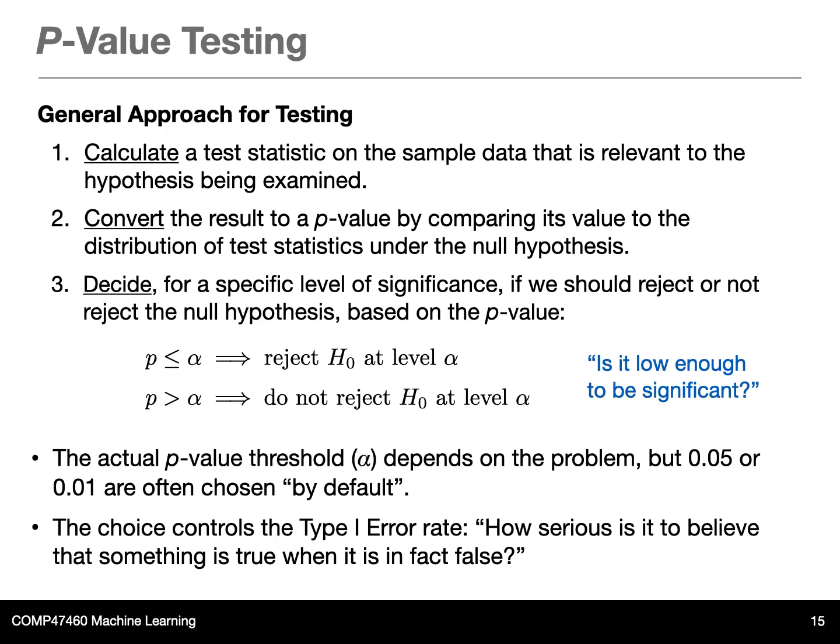We then want to decide whether we should reject or not the null hypothesis based on the p-value. In general, if p is less than some threshold, then we reject the null hypothesis at that threshold level. The actual p-value depends on the problem, but usually we're looking at p-values of about 0.05 or 0.01.